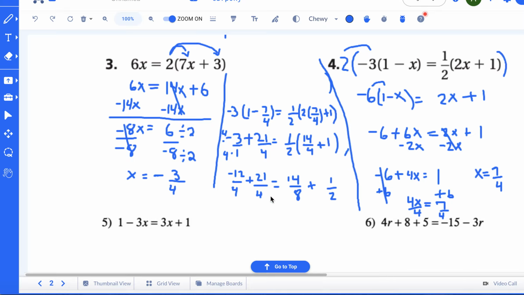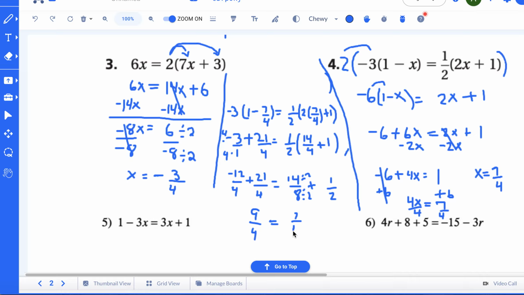Okay, so let's go here. So we have negative 12 plus 21, so that is subtraction. 21 minus 12 is 9, so this gives me 9 over 4 equals, and now we go here. First I'm going to reduce this fraction so I can have a denominator of 4. So I'm going to reduce by dividing by 2. There's a lot of things going on in this question. We're going to divide by 2, and I get 7 over 4.